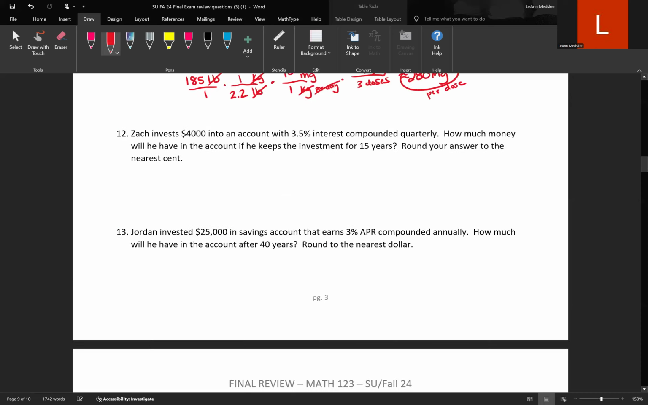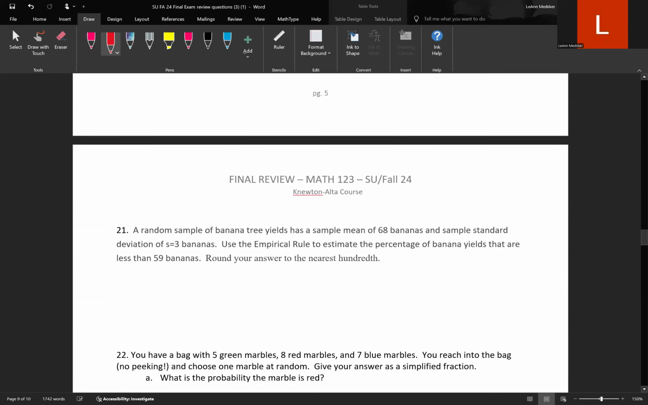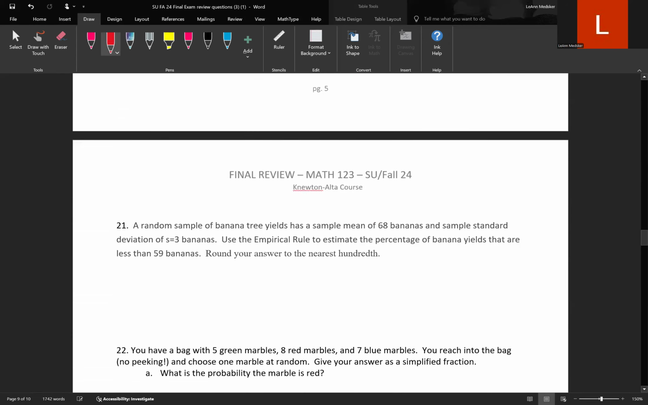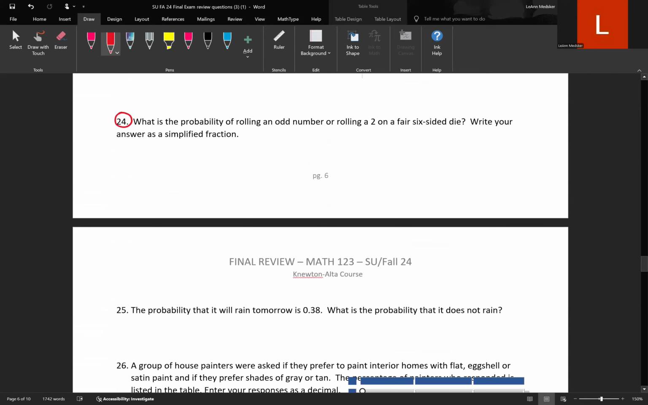All right. So that gets 9 and 11. We were actually trying to finish up some of the later half in class. Those two were just asked of me before I left. So let's look at number 24. It says, what is the probability of rolling an odd number or rolling a 2 if you have a six-sided die? So remember, a six-sided die is 1, 2, 3, 4, 5, 6. Those are the numbers you can get.